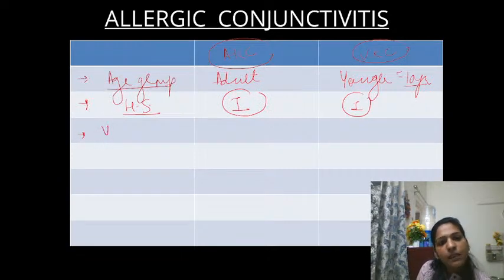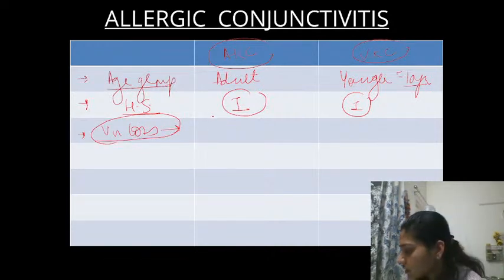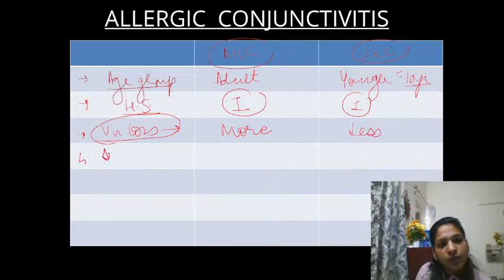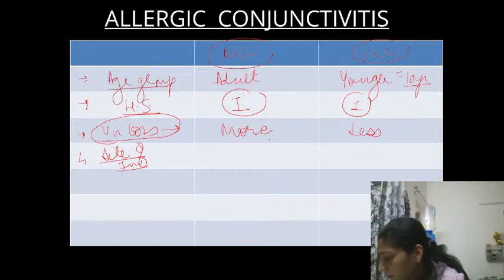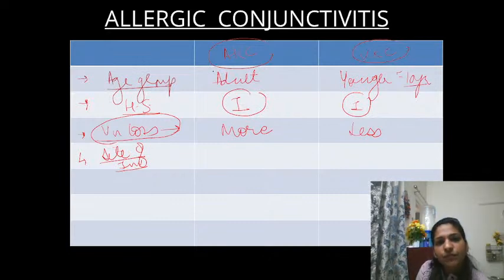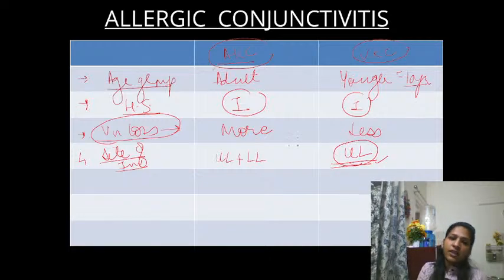Now vision loss: in which will it be more, AKC or VKC? It is more in AKC, less in VKC. And the site of involvement. Come on people, fast. Dr. Ashwani, please tell me the site of AKC and the site of VKC. In AKC, it can be both upper lid plus lower lid. But in VKC, it is mainly the upper lid.